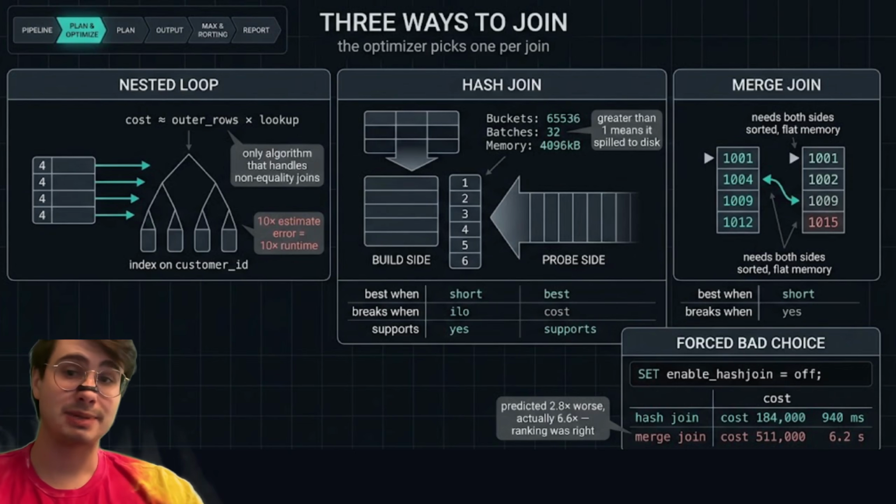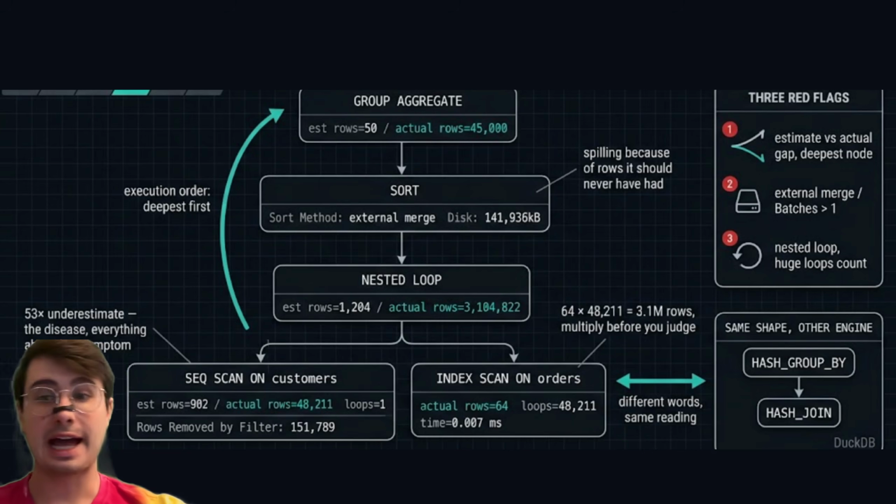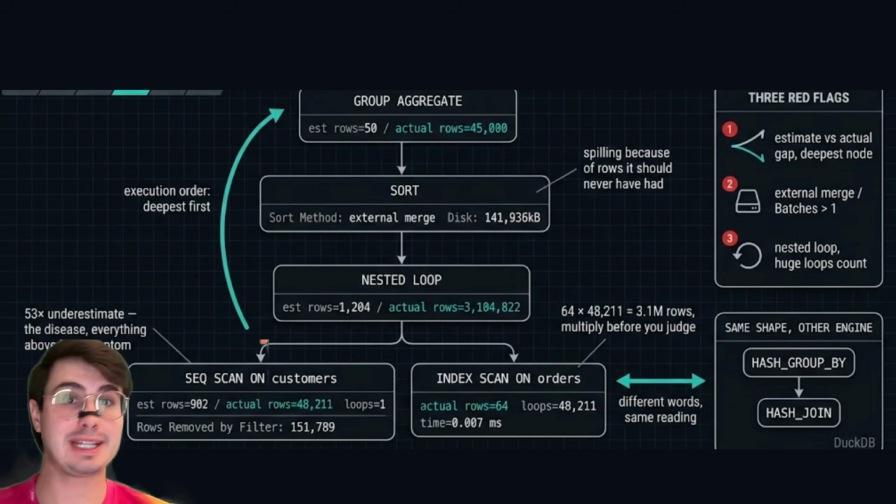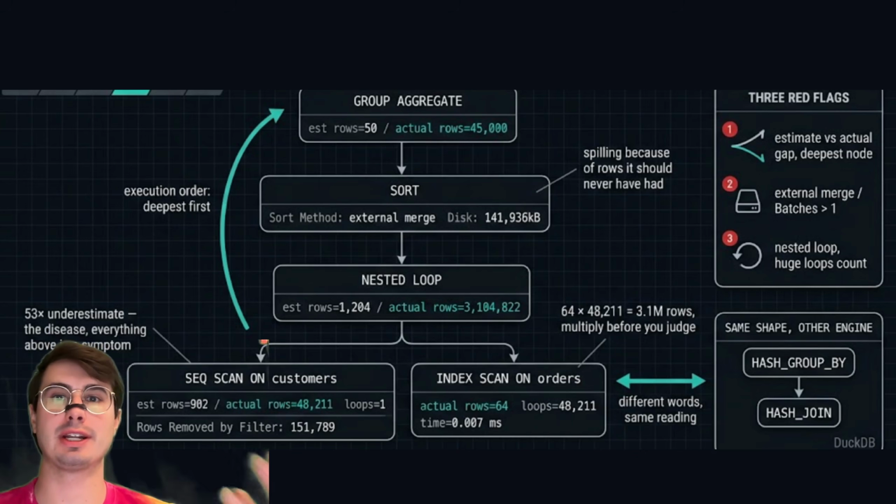So let's go look at some estimates. So here is an actual query plan visualized for you. An EXPLAIN ANALYZE plan is a tree, and you read it actually inside out, where the most indented lines run first and the results feed upward into their parents.